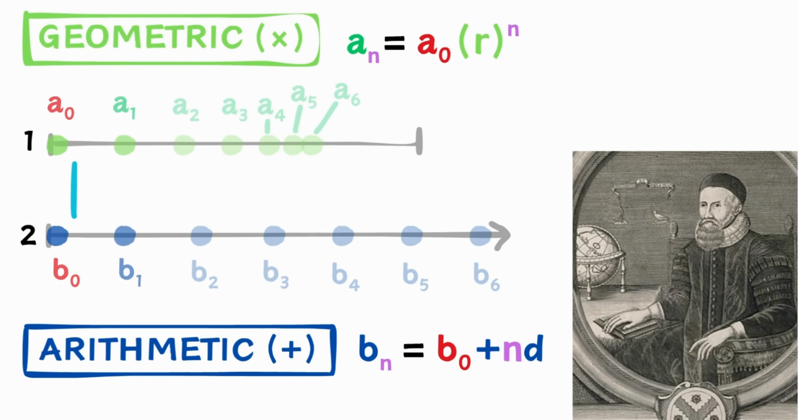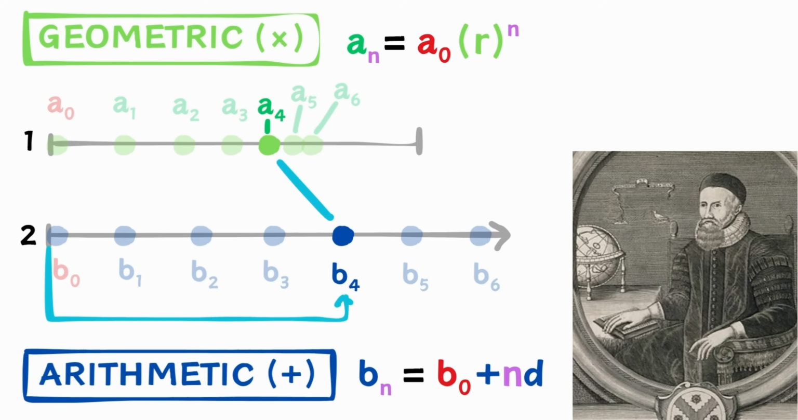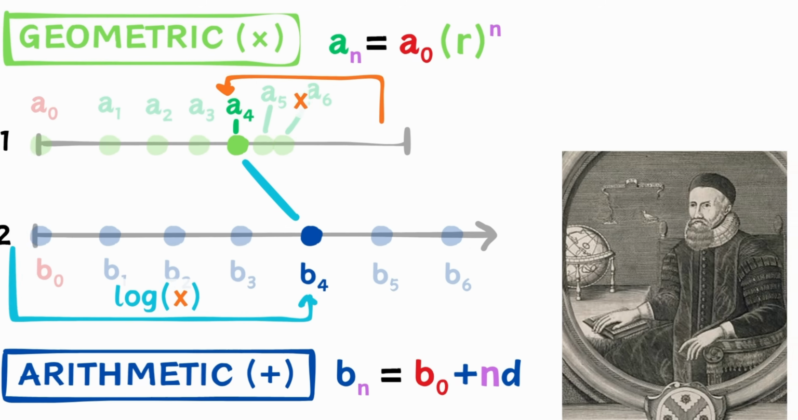The connection between the 2 points at any given time was what interested Napier the most. The distance traveled by particle 2 was called the logarithm, and the distance left for particle 1 to travel was called x.